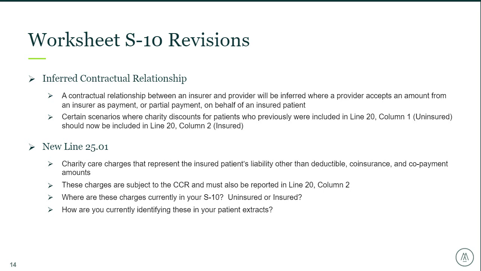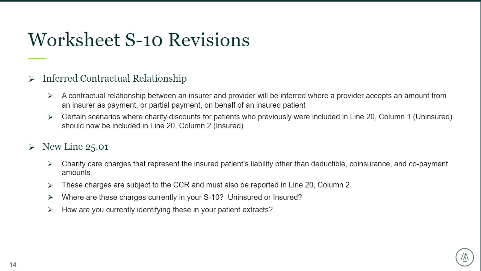There's also a new line, 25.01, that's added to S10. This new line relates to charity care charges that represent the insured patient liability other than deductible, coinsurance, and copayment amounts. And so these charges are actually subject to the cost to charge ratio, but they're actually reported in line 20, column 2.